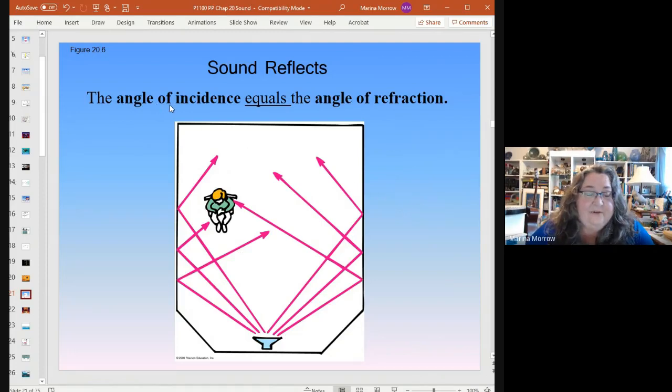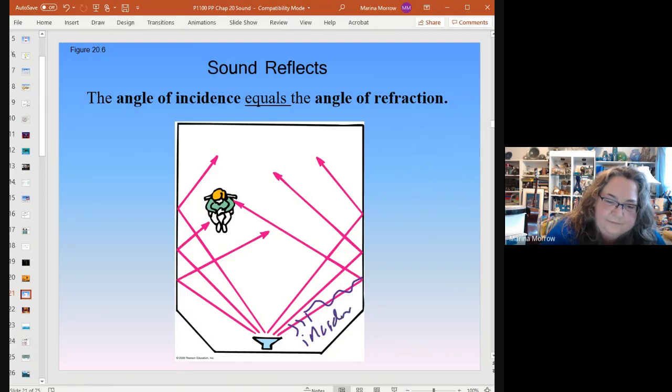And so one of the rules about reflection of sound is that the angle of incidence equals the angle of reflection. And what does that mean? Well, here's some sound waves coming out of a speaker. Those waves, when they hit the wall, that would be the incident wave. And it reflects off the wall. That's your reflected wave. And the idea is that the angle is the same.